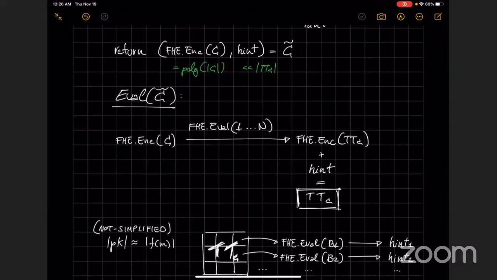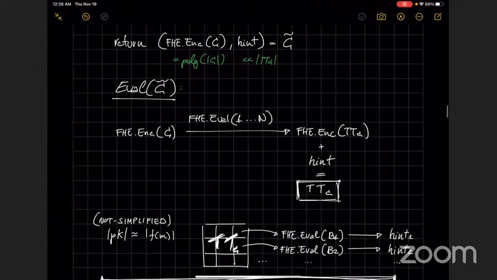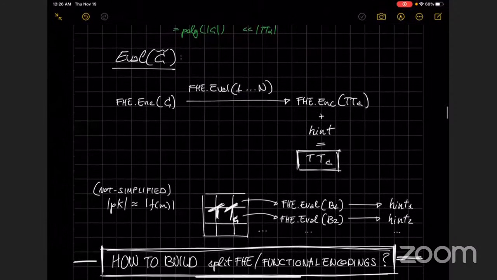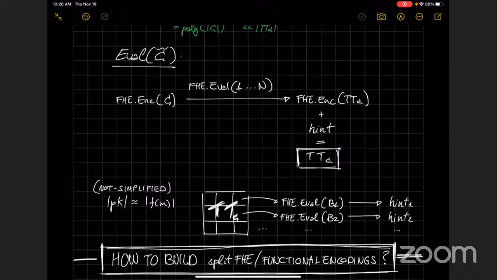And for formal analysis, I refer you to the actual papers. So essentially the question that we have left, which Roman and Daniel are going to talk about, is how to build a split fully homomorphic encryption scheme and functional encodings. And that being said, I'd like to thank you for your attention and give the stage to the next two speakers.